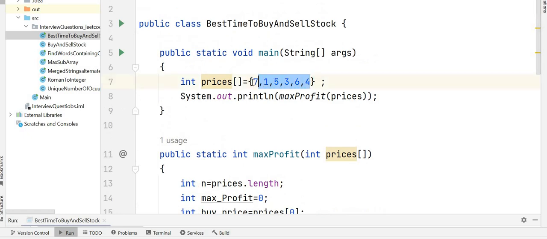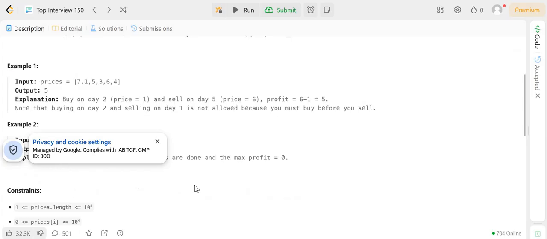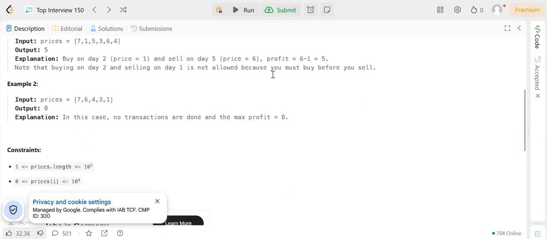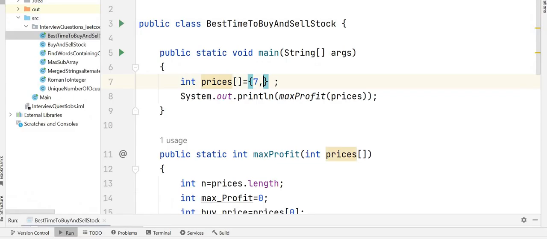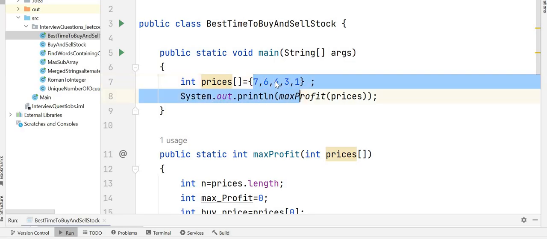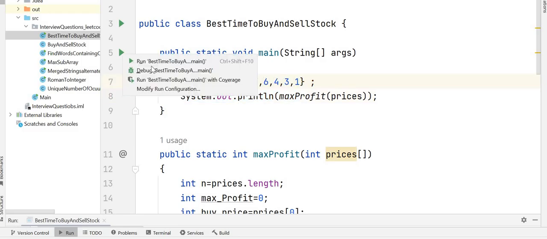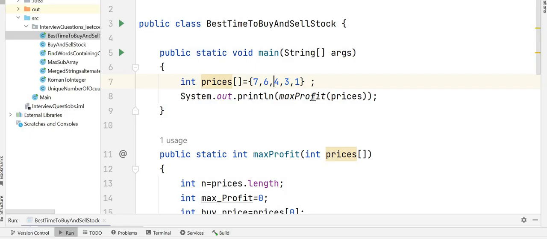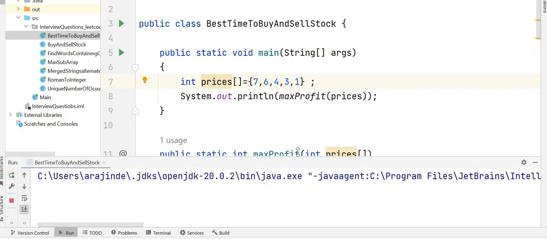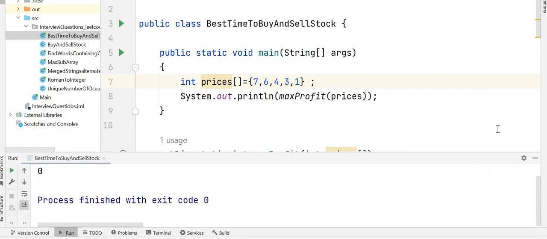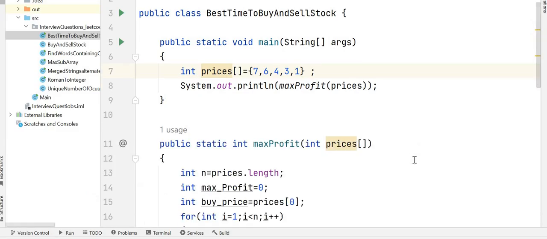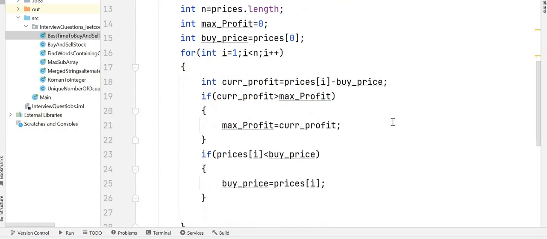Now let's test it with the other example as well, where we don't have any profit. 7, 6, 4, 3 and 1, right? So in this case you can see the loss only, because the price of the stock is decreasing day by day. So our max profit should be 0 in this case. So you can see here the maximum profit is 0. I hope you understood the solution.